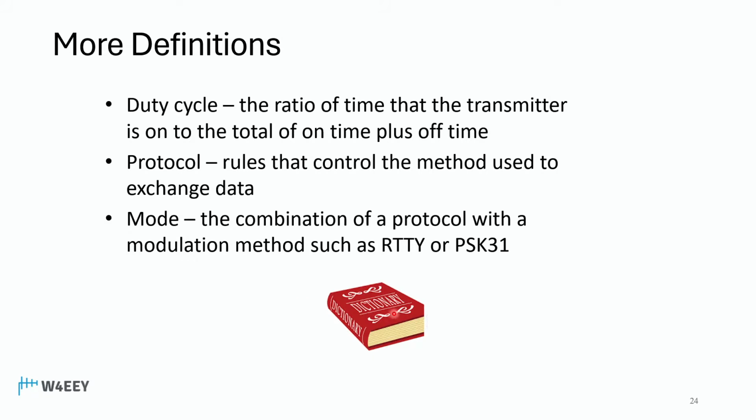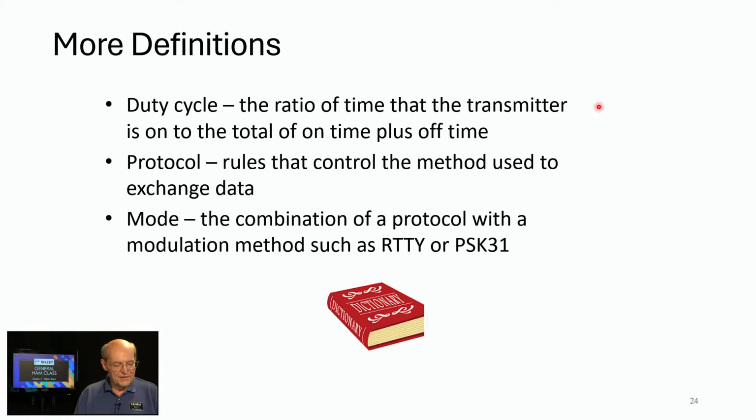More definitions. I've still got the dictionary out here. We've got the concept of a duty cycle. Now, a duty cycle is really the percentage of time that a transmitter is turned on compared to all of the time available. So if you were sending, for example, Morse code where you're doing dots and dashes, your duty cycle would just be the amount of time that the key is pressed. Most of the time the key would not be pressed, so the duty cycle would be fairly low. It's the ratio of time that the transmitter is on to the total of on time and off time.